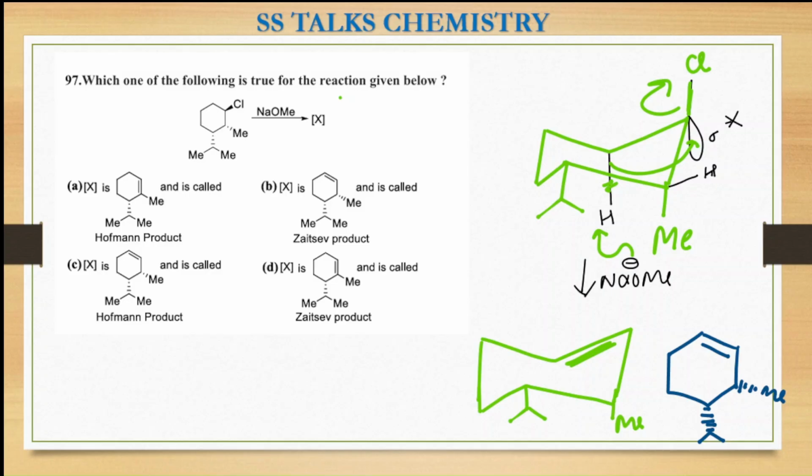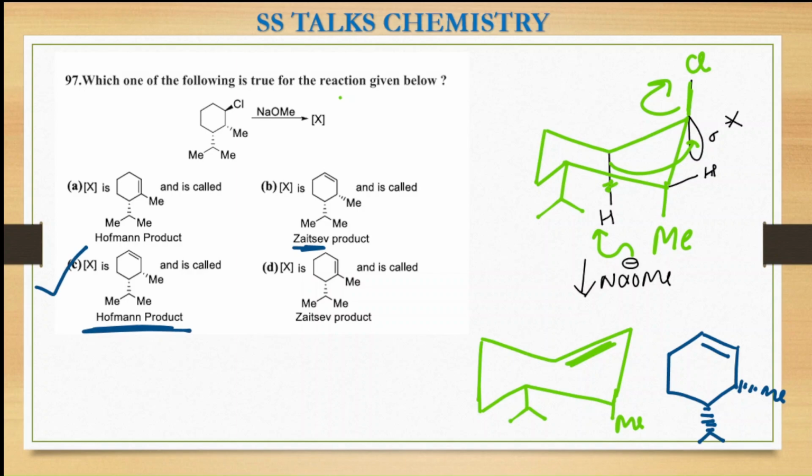Now we have to predict whether it is the Zaitsev or the Hoffman product. According to Zaitsev, you will be getting a more substituted alkene. But here we are not getting such reaction conditions that we can get a more substituted alkene. So this is a less substituted alkene. This is going to be your Hoffman product over here. Okay, the correct option will be option C for this one.